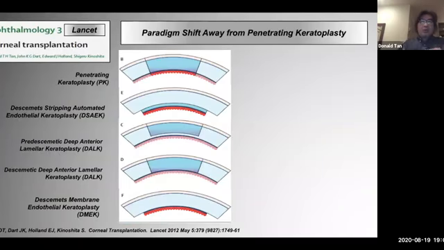As we know, there has been a paradigm shift away from PK in the last 15 or so years. This was taken from a paper which I was fortunate to co-author with Ed Holland, Kinoshita and John Dart in the Lancet. And you'll see we now have a plethora of different types of procedures. On top is PK, but we had DSEK, which is quite standard now in the industry. We're doing a lot of anterior lamellar, whether it's pre-Descemetic or Descemetic DALK, deep anterior lamellar keratoplasty. And of course, DMEK is the latest iteration.